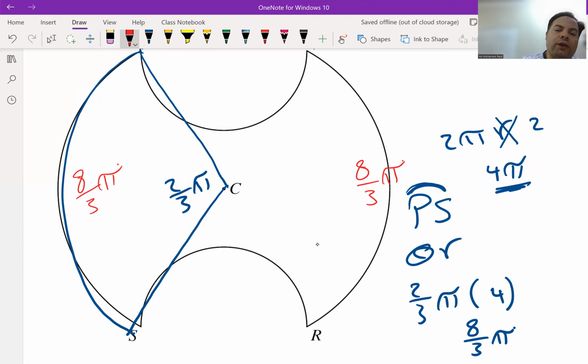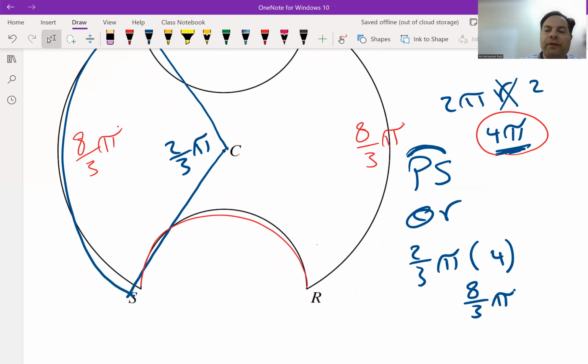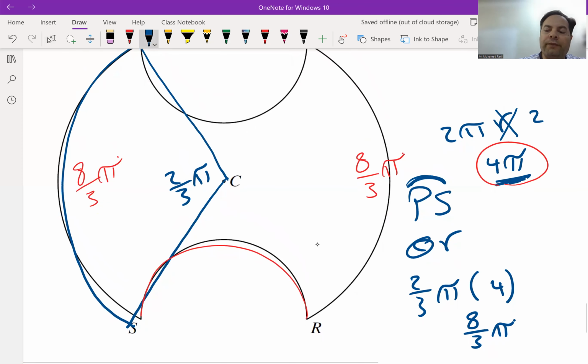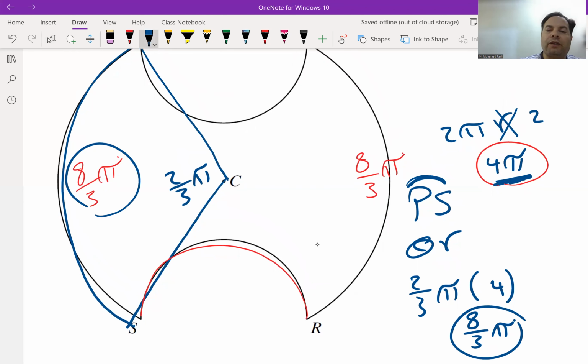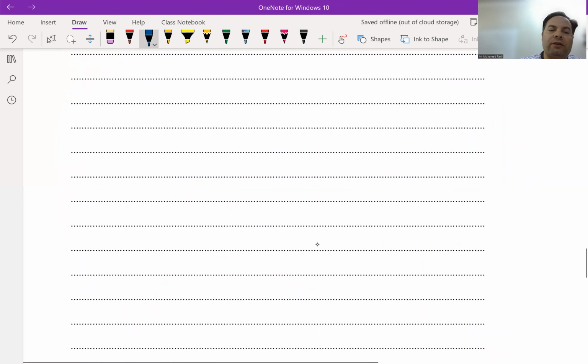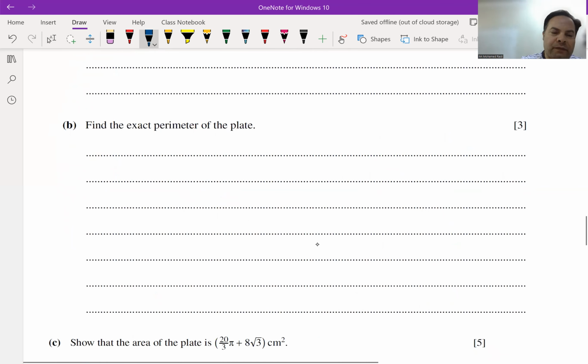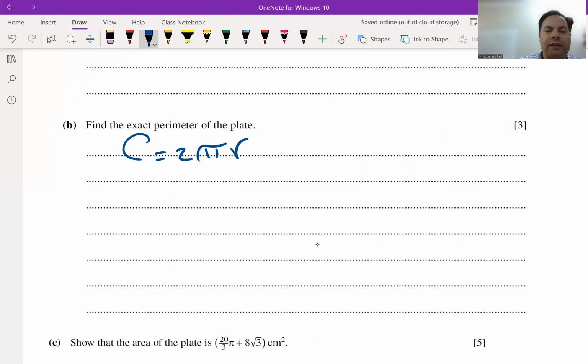And these two lines counted before, it's 4 pi. So the total perimeter of this shape will add 4 pi, 8 over 3 pi twice, multiplied by 2. The perimeter of the circle is the circumference, which is 2 pi r. So the answer is 2 times pi times 2, which will be 4 pi.